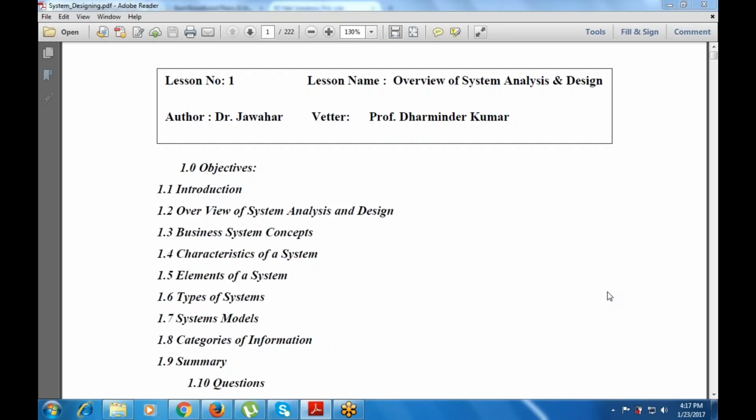Then elements, what are the various elements of a system, then types of a system, then what are the various models of a system, that is hierarchical model, top-down model, bottom-up approach model, whatever models are available, that is system models. Then there are categories of the information. What are the various categories of the information? Then there is a summary. After the summary, there are the question answers. Right. So these are the various outcomes, or the outline of the chapter.